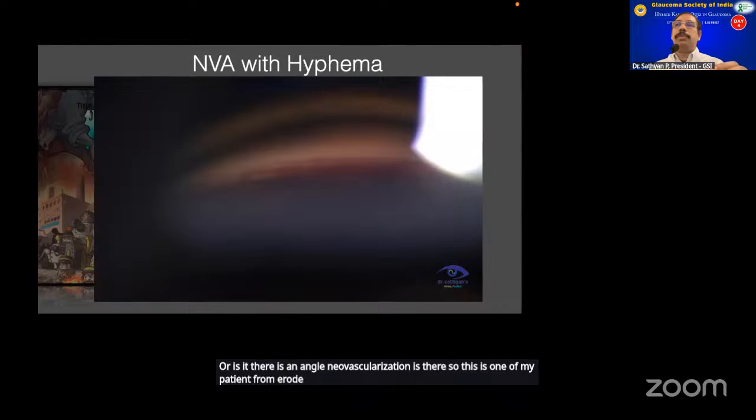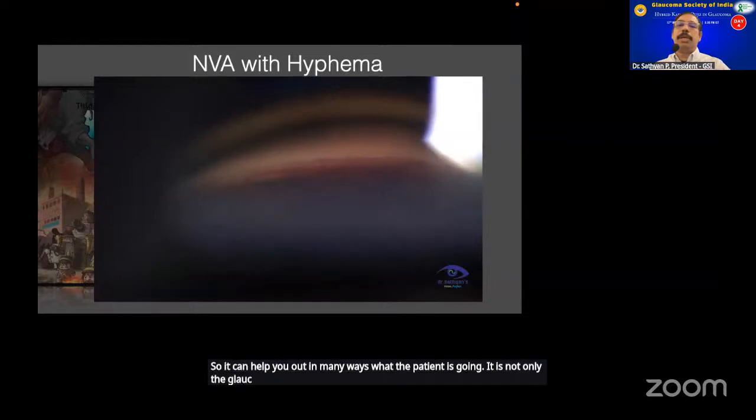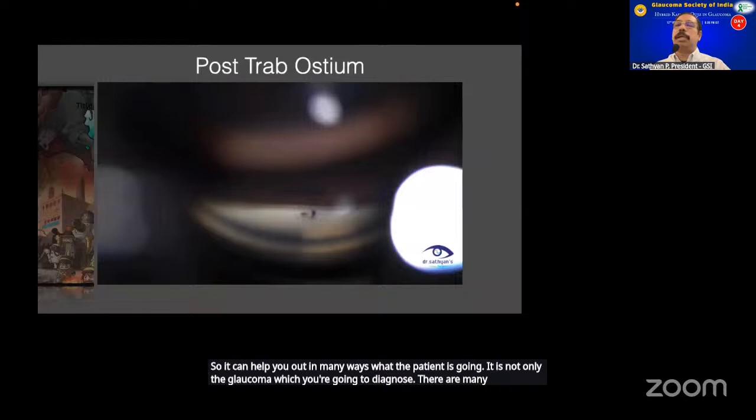So identifying this very small blood in the inferior angle, we found out that the patient had a carcinoma cervix. So it can help you out in many ways with what the patient is going through. It is not only the glaucoma which you're going to diagnose. There are many more things that you can diagnose by looking at the gonioscopy.